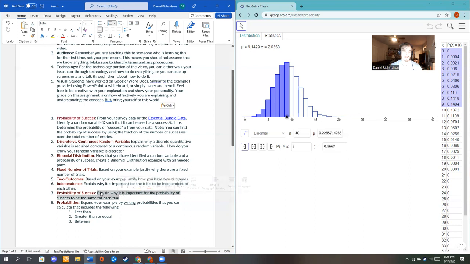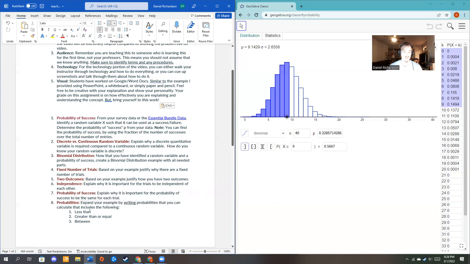Explain why it is important for the probability of success to be the same for each trial. This part I don't fully understand, but I would imagine that it is very important to have the same probability of success. It shouldn't change, because when you are experimenting, I don't know, I might need to come back to this.